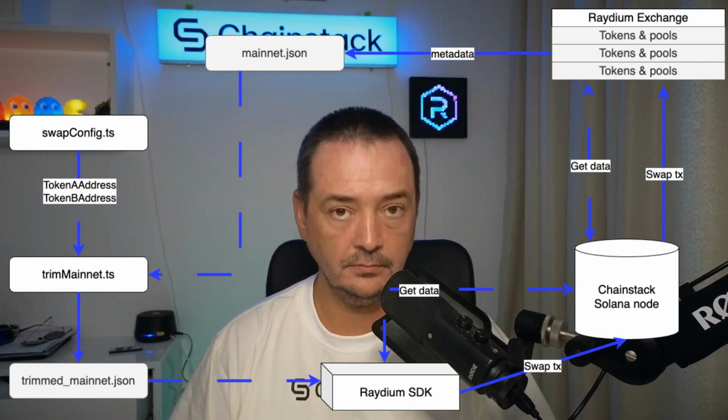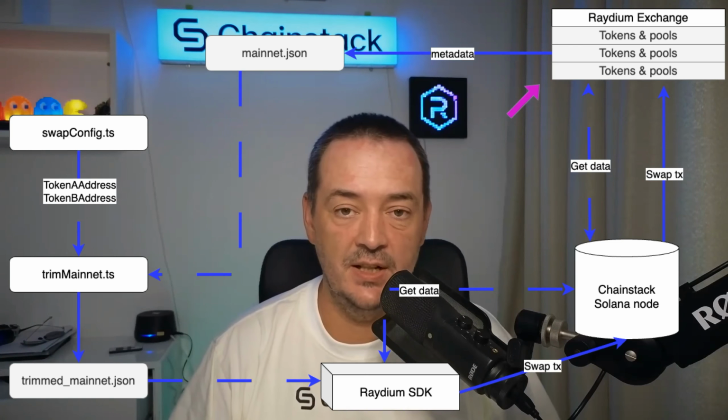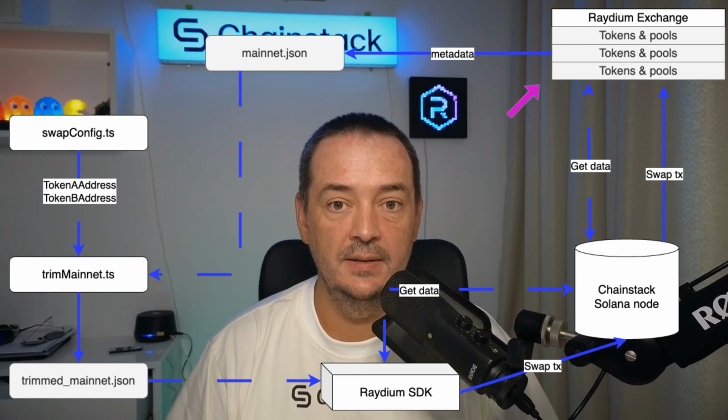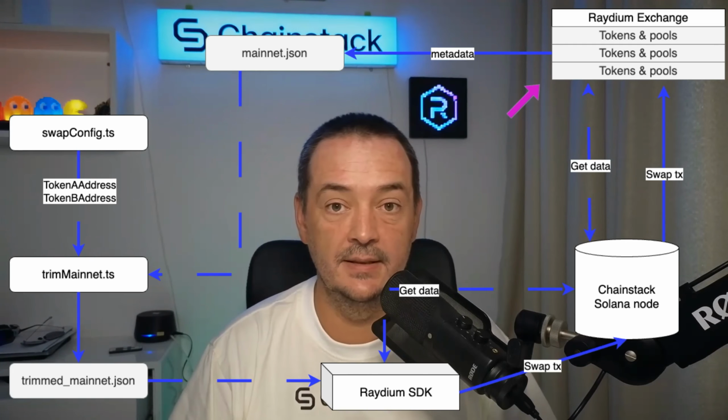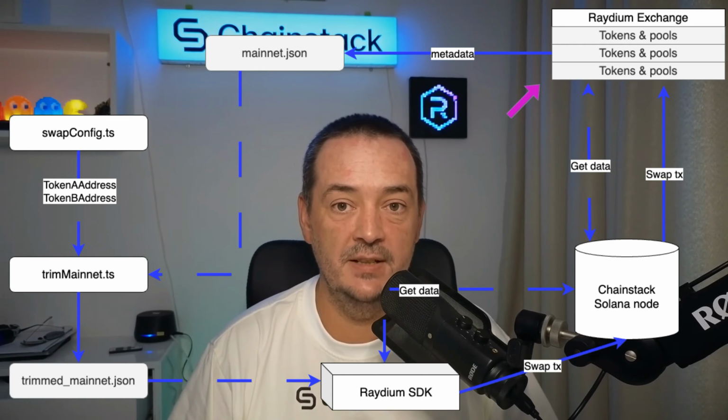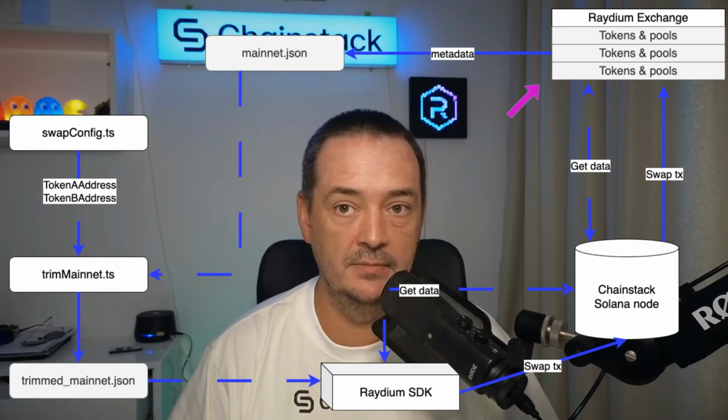So how does it work? Before we dive into the code or before we do the demo of the project, let's do a quick overview of how the whole thing works. We have a Raydium exchange that we operate with. The Raydium exchange has the information on all the token liquidity pools and all the tokens listed on it. We have this information and we want to be able to execute the swaps based on this information.